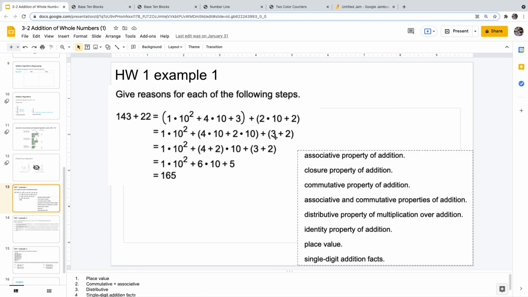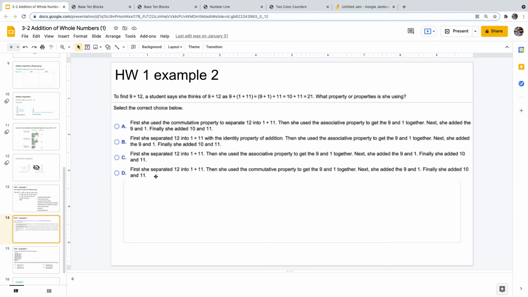Everything else is exactly same as the step 2. And step 4 from step 3, it's still the same, and they did 4 plus 2 as 6, and they did 3 plus 2 as 5. They just added. So it's a single digit addition fact, right? And then you can do 1 times 100 is 160 plus 60 plus 5. Okay? So I don't think it's gonna ask you about that for the last part. So that's good. And here's another homework example.